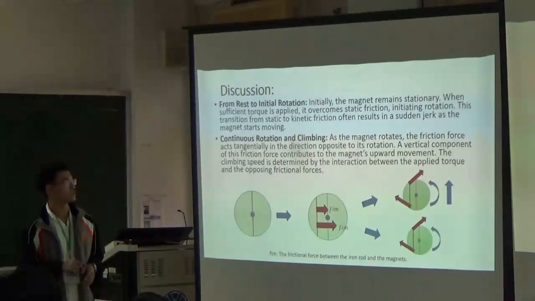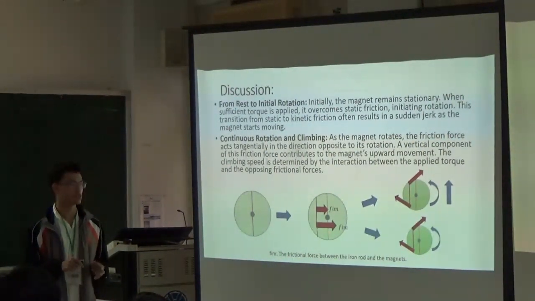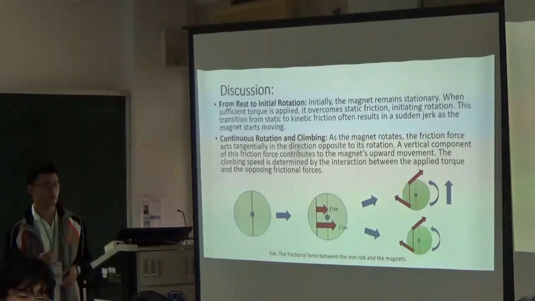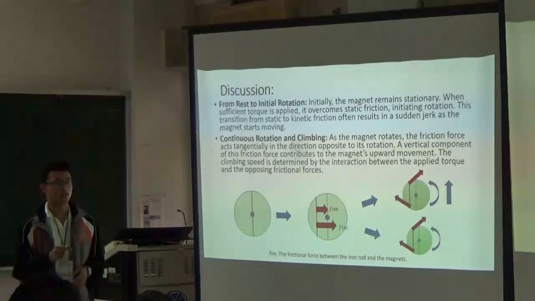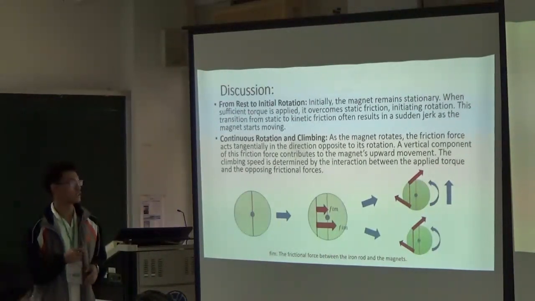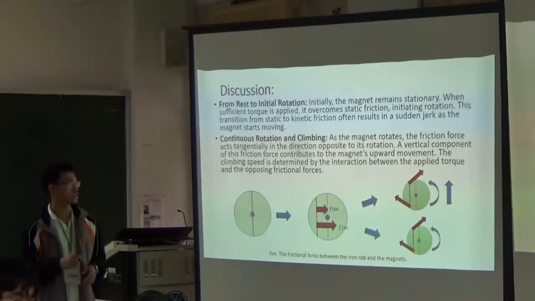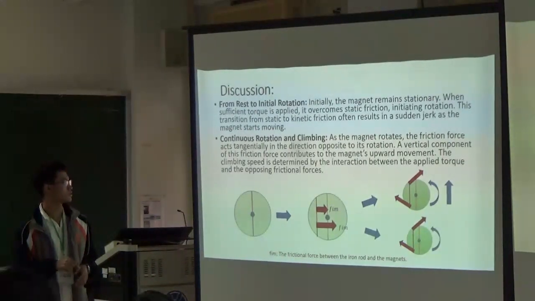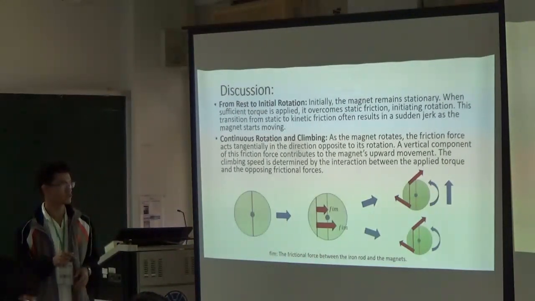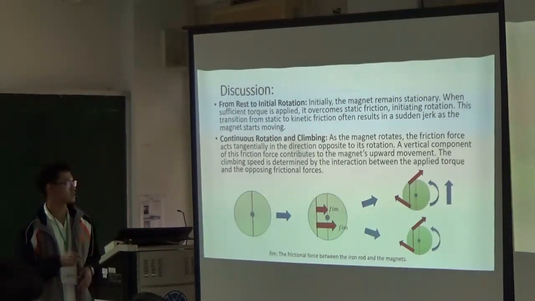And this is the whole process of this phenomenon. We have two parts, and the first part is the rest-to-initial-rotation stage. Initially, the magnet remains stationary, and when the surface torque is applied, it overcomes the static friction and initiates rotation. This transition from static to kinetic friction results in a certain drag as the magnet starts moving.